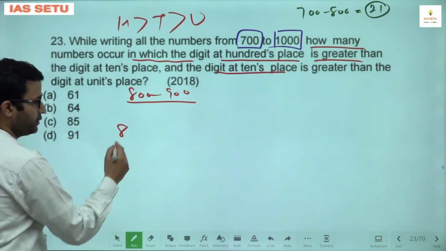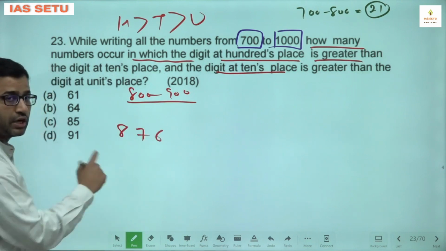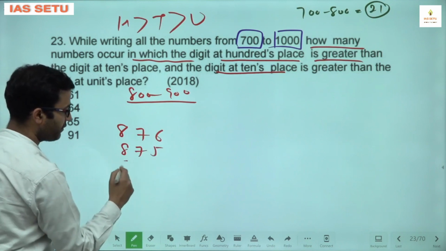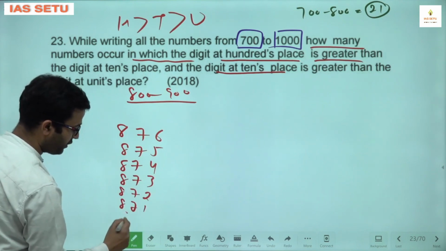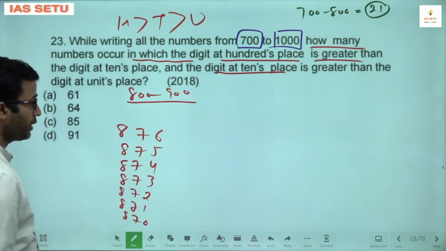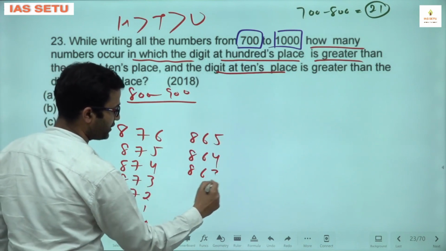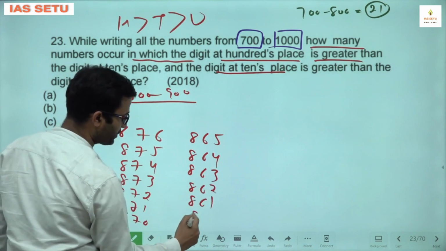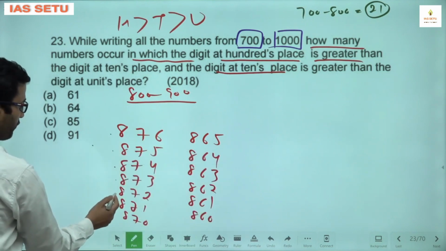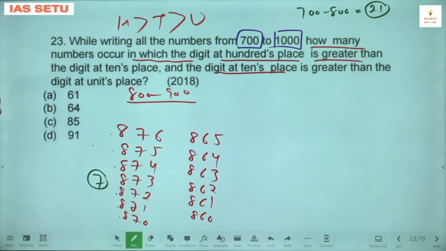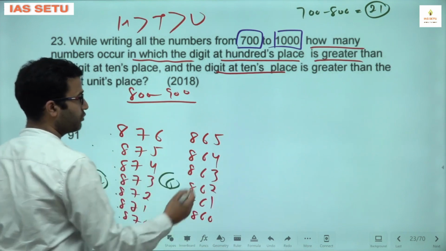So here this is 8, the next digit smaller than 8: 7, 6. You start with 876, 875, 874, 873, 872, 871, 870. Then next will be 865, 864, 863, 862, 861, 860. What do we have? 1, 2, 3, 4, 5, 6, 7, 7 numbers here. In the 870s we have 7. Here it will be 6, then 5, 4. So this will be the sequence.